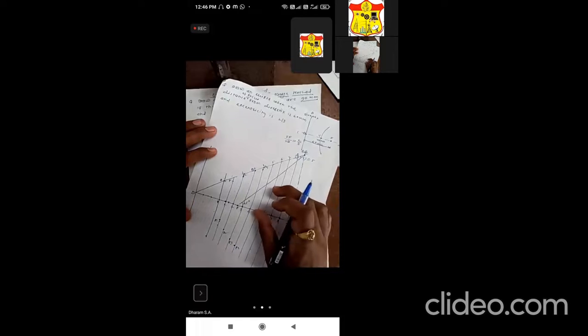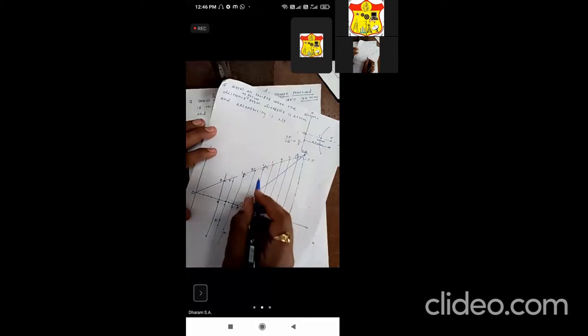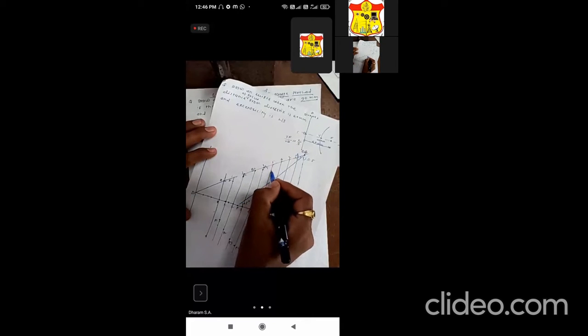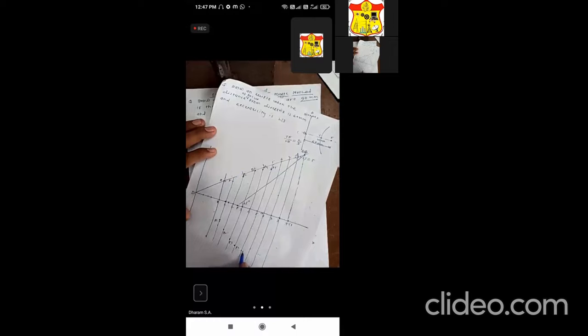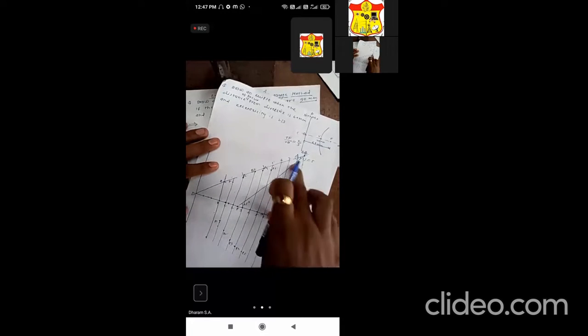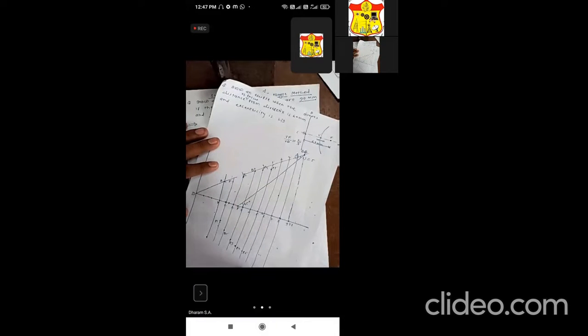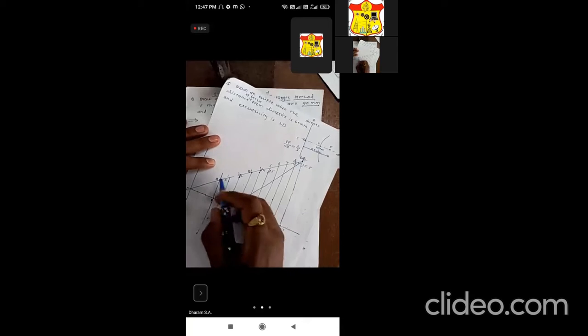Similarly, take the distance 5 to 5 with F as center and cut the 5 line. This is P5. In a similar way, take 6 to 6, 7 to 7, 8 to 8 with F as center and cut the respective lines. So we will get different points. Let us join them.